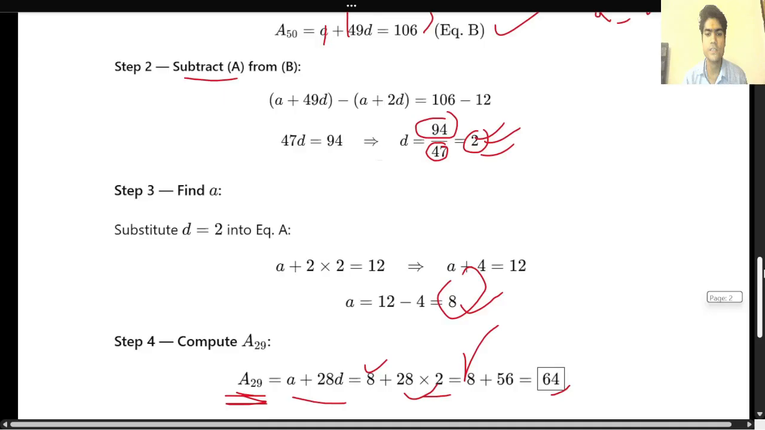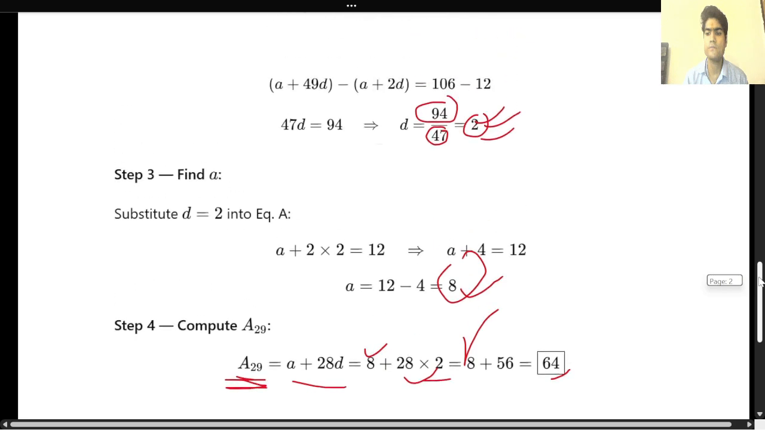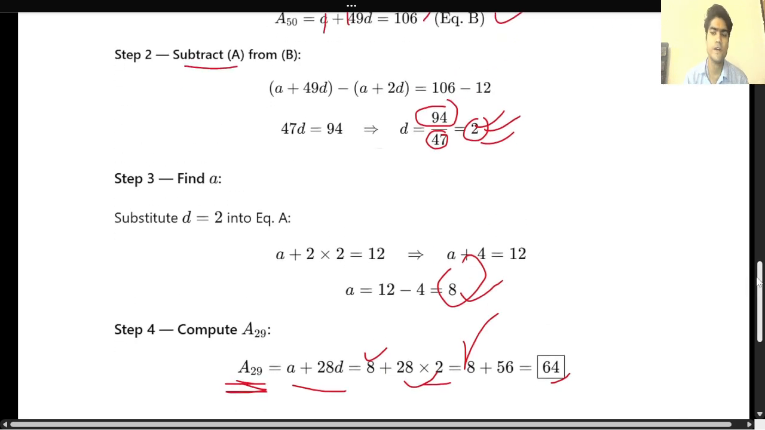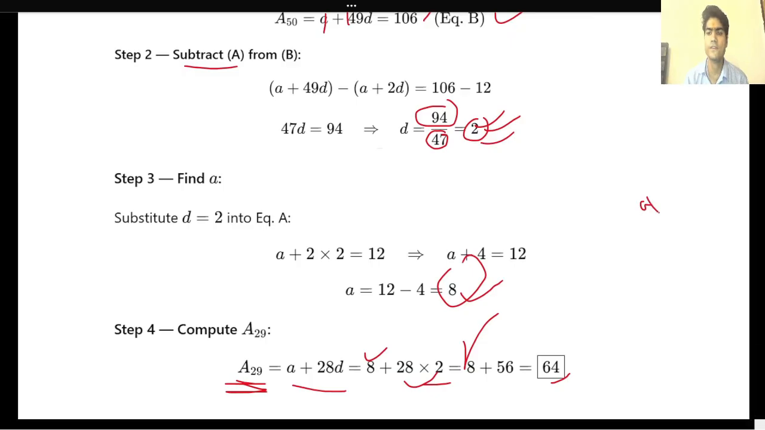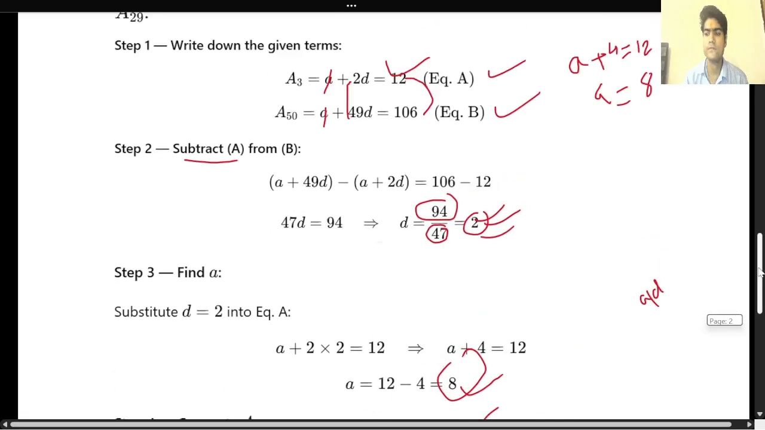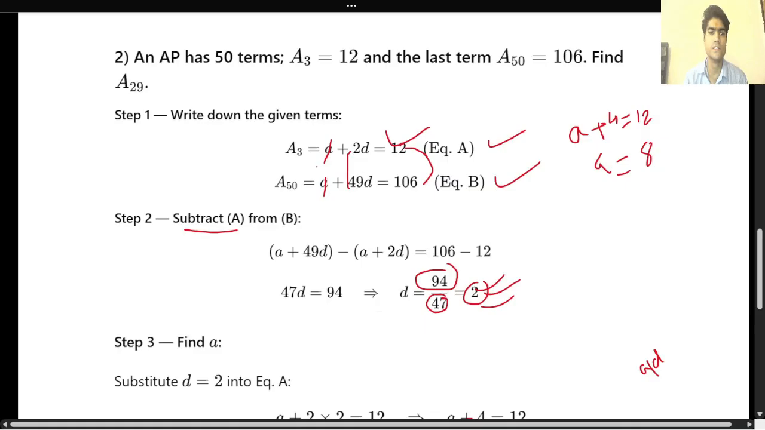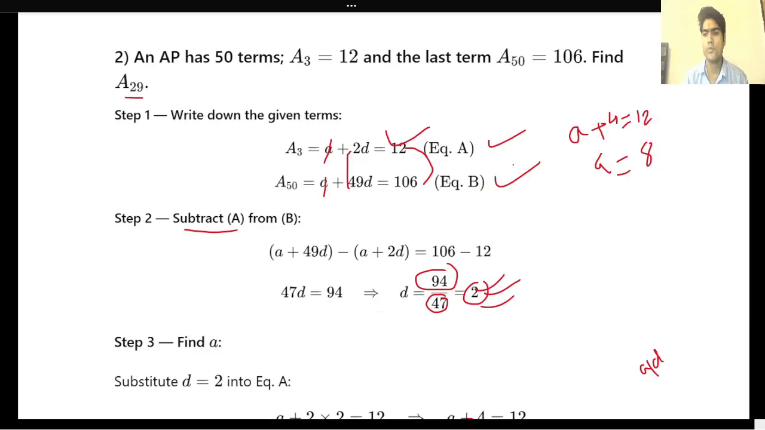So these are two questions based on similar concepts: making equations, then subtracting the equations, then finding the value of one variable, that is d or a, then putting the value of that variable in an equation and finding the other variable, and then finally finding whatever is asked in the question, that is A29. I hope you understood this.